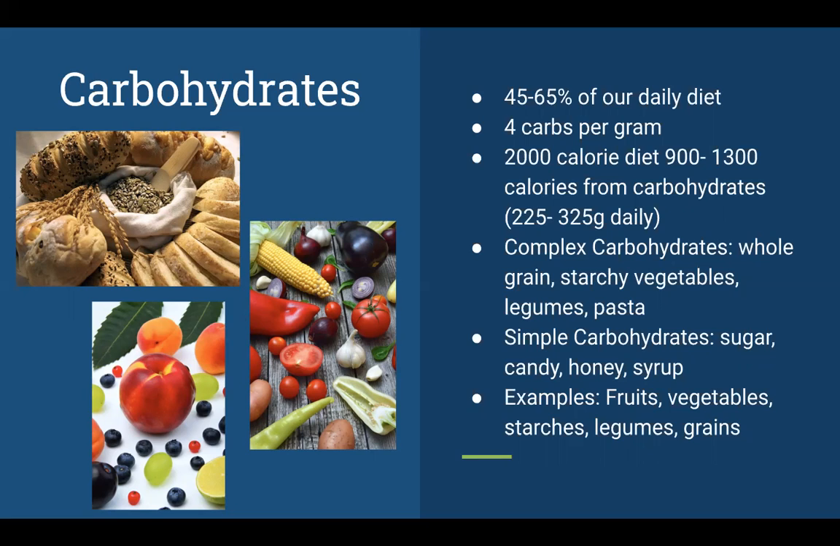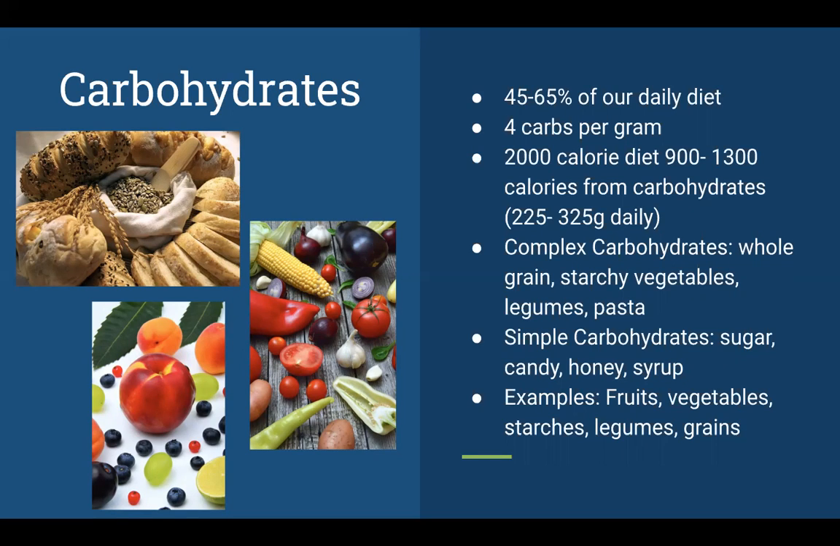Now, I know you're super excited thinking, okay, let me go out and eat 900 calories of bread. Well, actually, carbohydrates include our fruits and vegetables as well. So we also have our complex and simple carbohydrates. Our complex carbohydrates include the whole grains, starchy vegetables, legumes, and pasta. As for simple carbohydrates, we have sugar, candy, honey, and syrup.